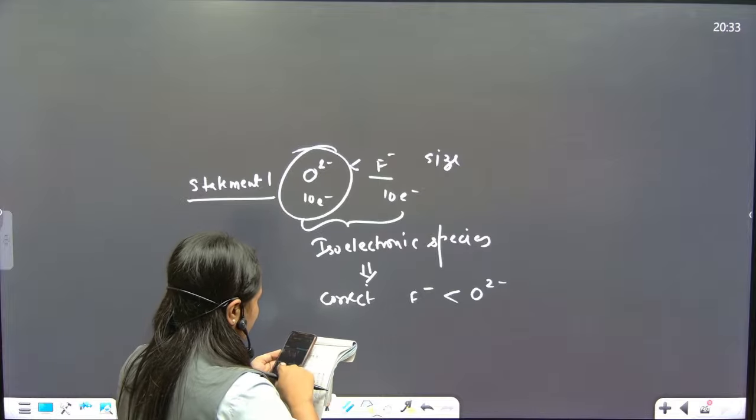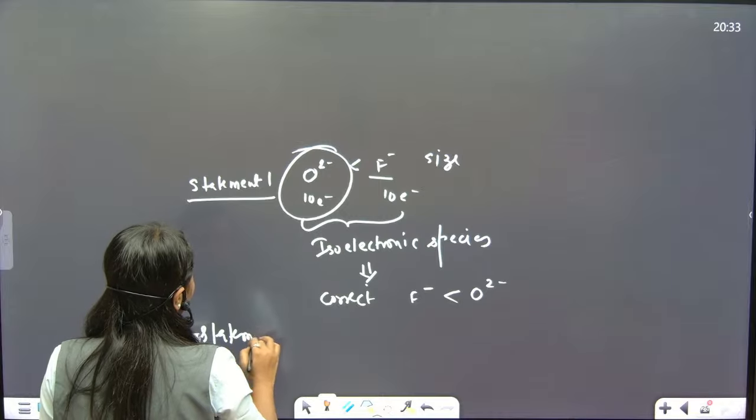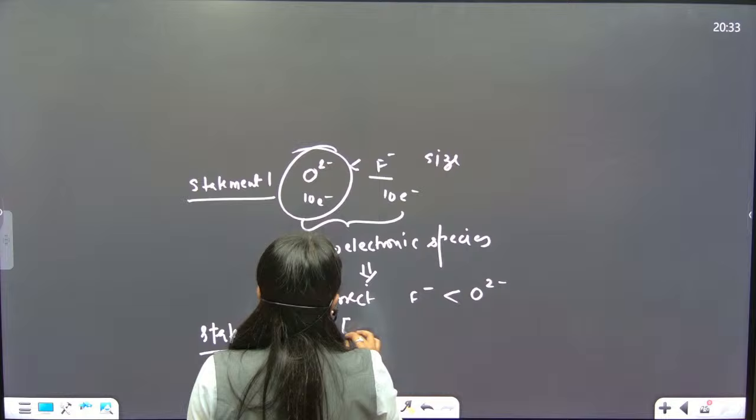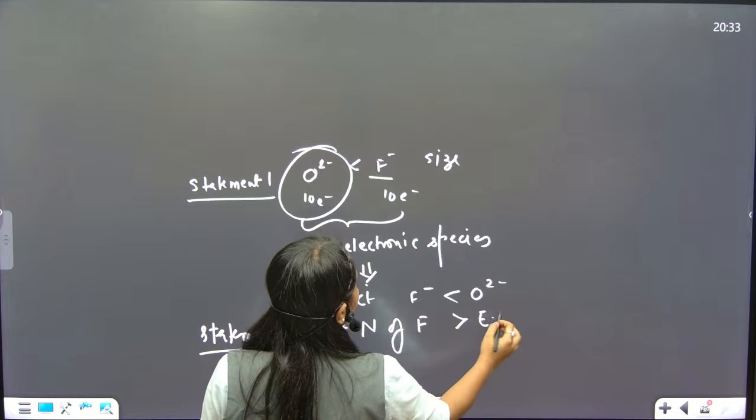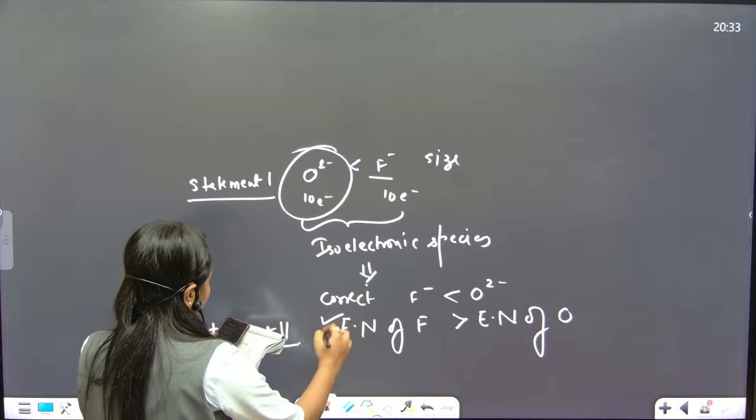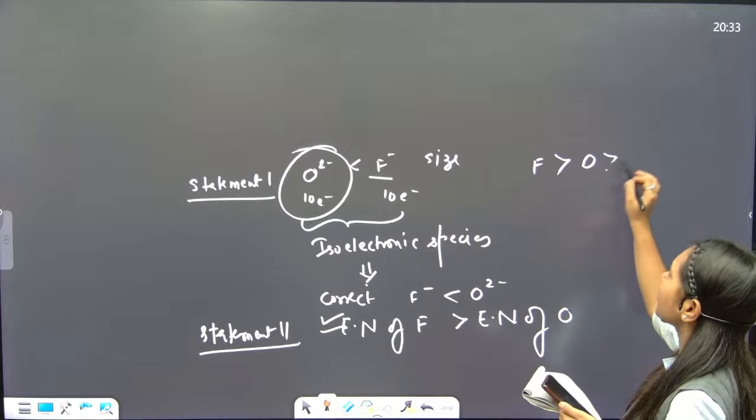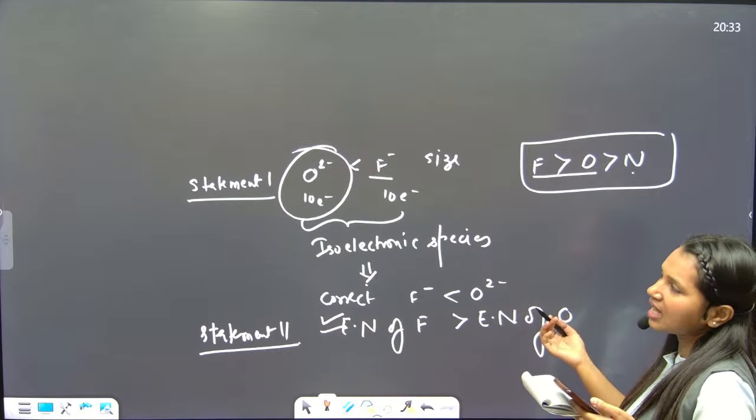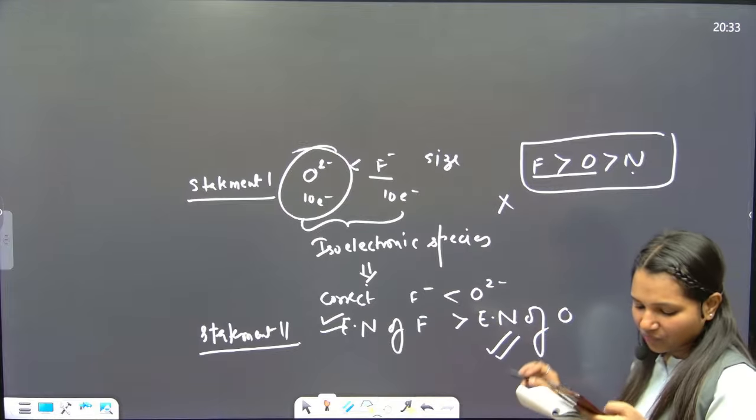After this, statement number 2: electronegativity of F is more than electronegativity of O. Correct? So this is correct. We know that the three most electronegative elements are fluorine, oxygen and nitrogen. So yes, electronegativity of F is more than O. So what is the answer? Statement 1 is wrong, statement 2 is correct.